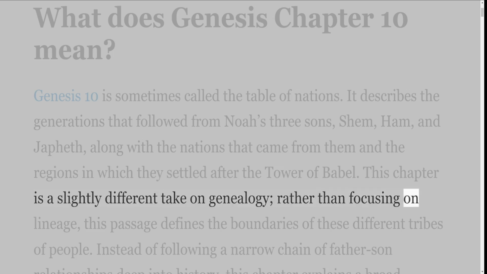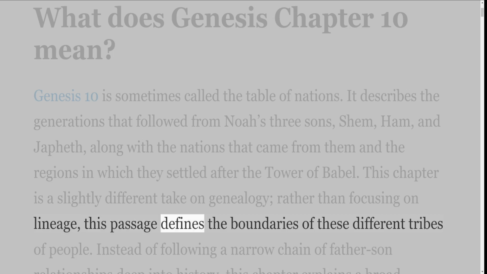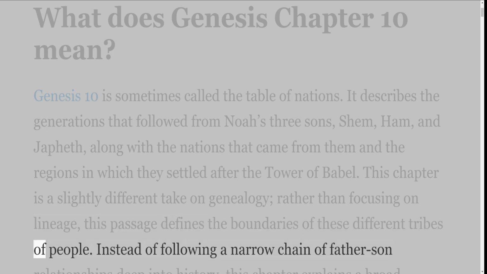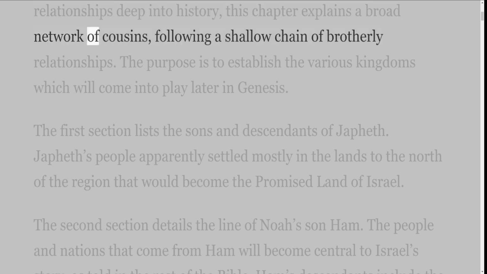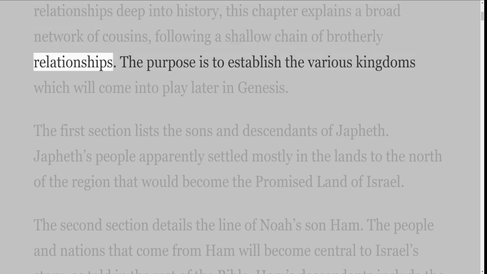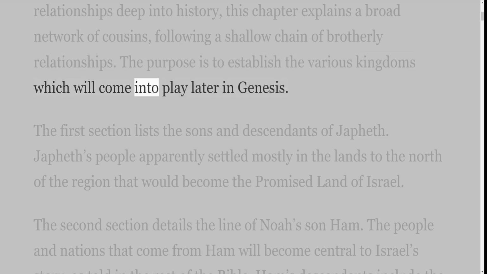Rather than focusing on lineage, this passage defines the boundaries of these different tribes of people. Instead of following a narrow chain of father-son relationships deep into history, this chapter explains a broad network of cousins, following a shallow chain of brotherly relationships. The purpose is to establish the various kingdoms which will come into play later in Genesis.